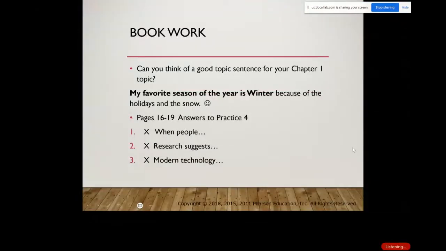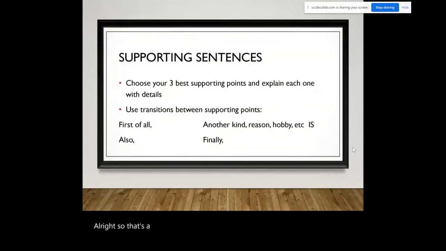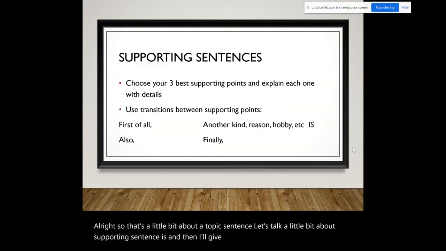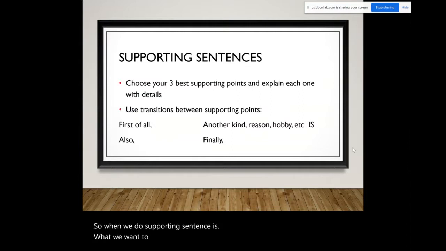All right, so that's a little bit about a topic sentence. Let's talk a little bit about supporting sentences, and then I'll give you the homework. When we do supporting sentences, we do our brainstorming or our pre-writing, and maybe we have a lot of ideas. And what we need to do is choose the best supporting points.